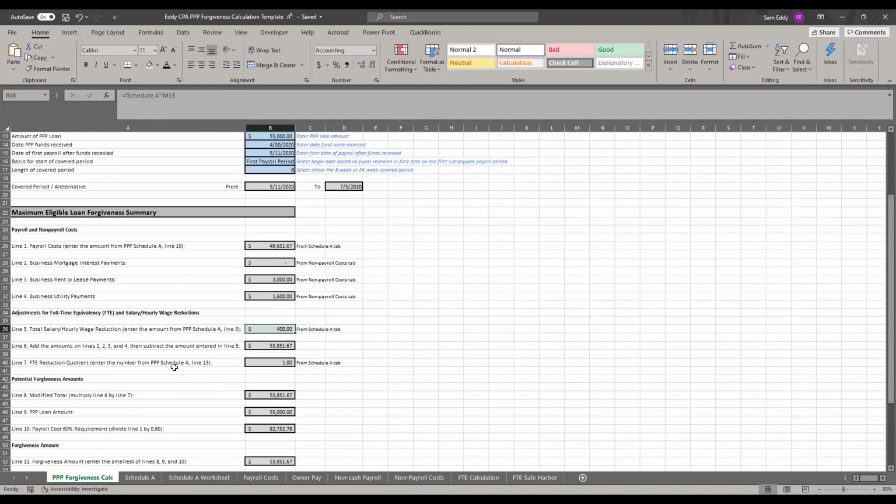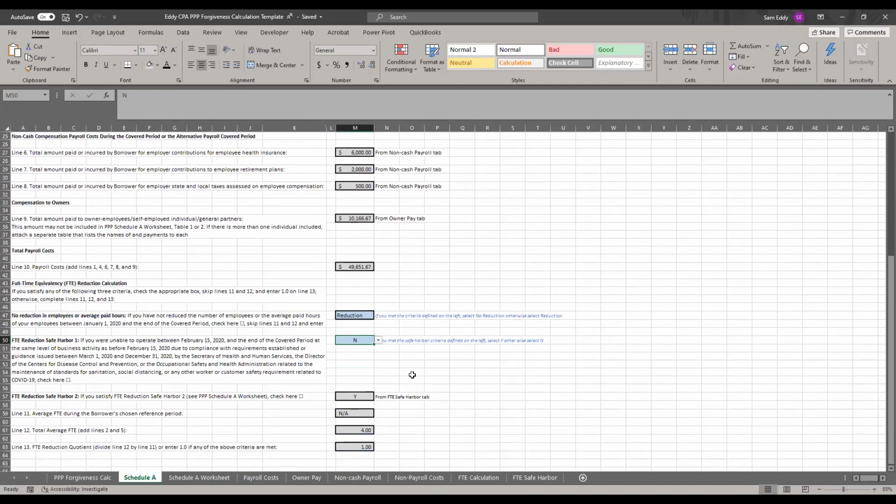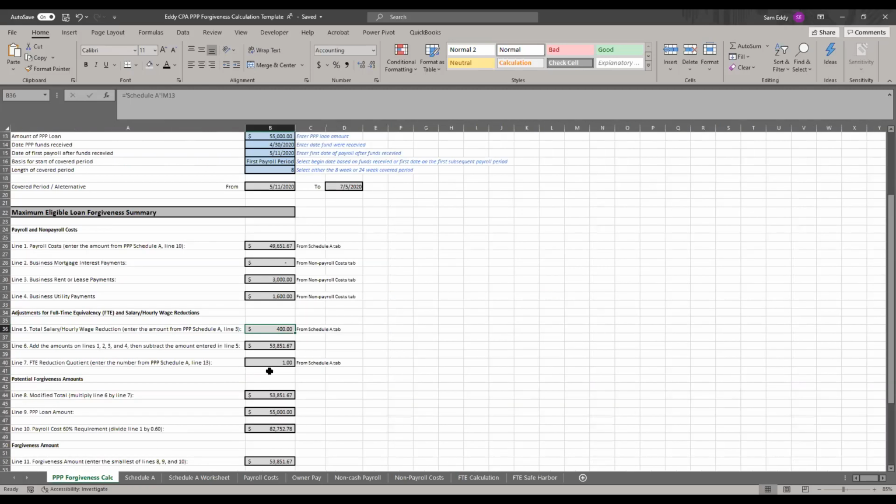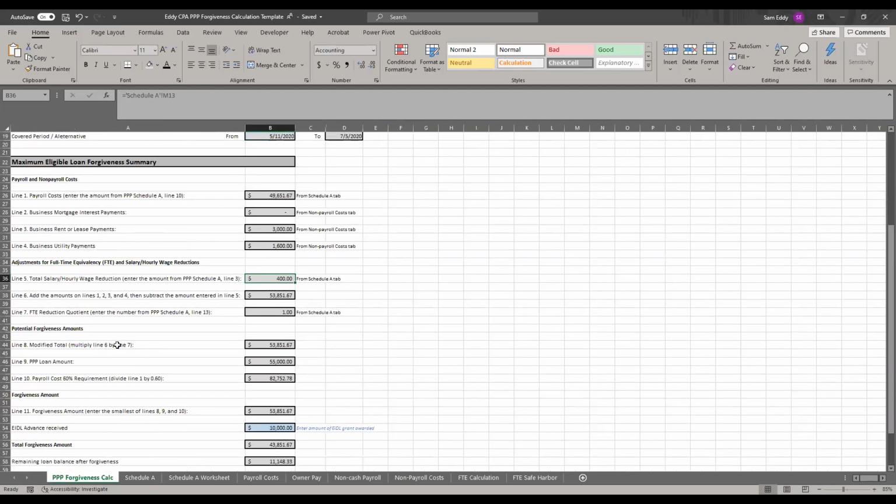Our FTE reduction quotient. Now for this example, we have a quotient of 1 as we have met the safe harbor requirements here for safe harbor 2. If you did not meet safe harbor requirements and you calculated a quotient that was less, that would feed into this first tab. Then we look at what are the potential forgiveness amounts.